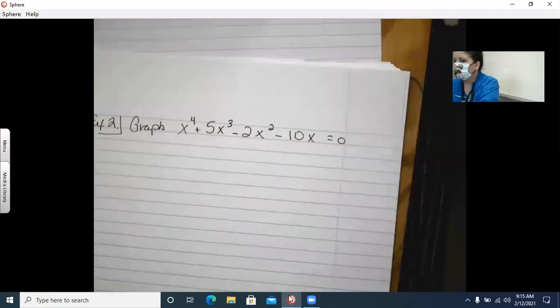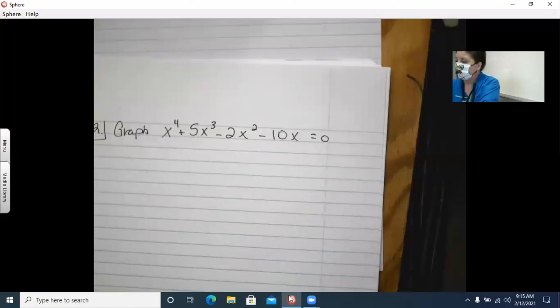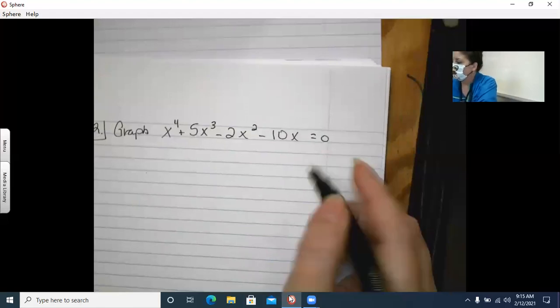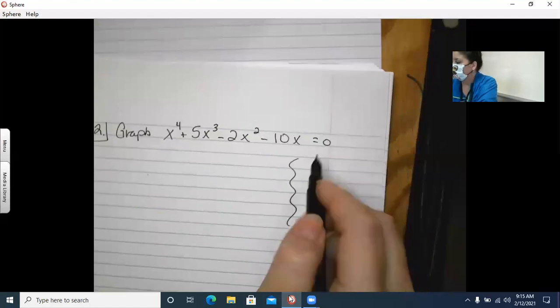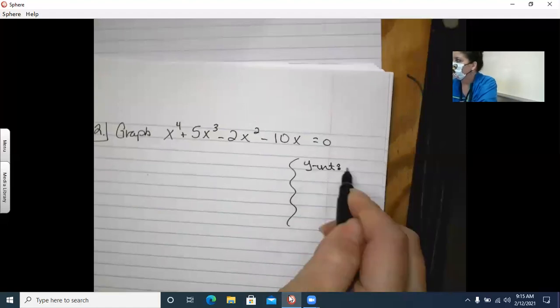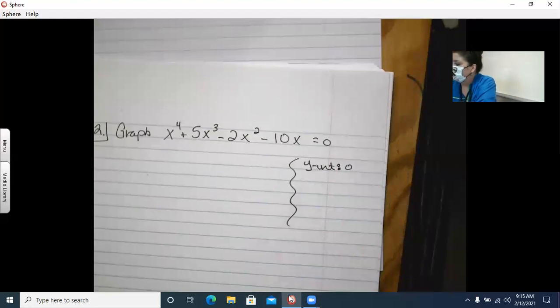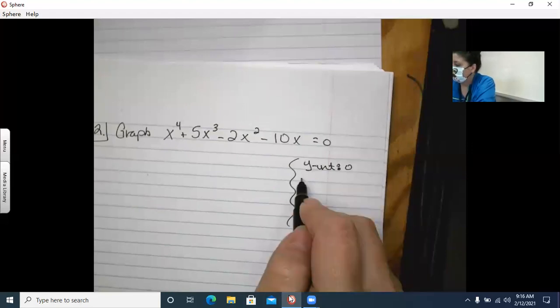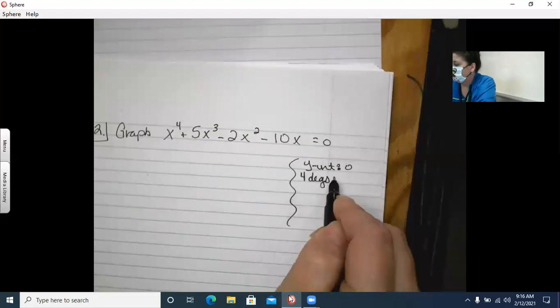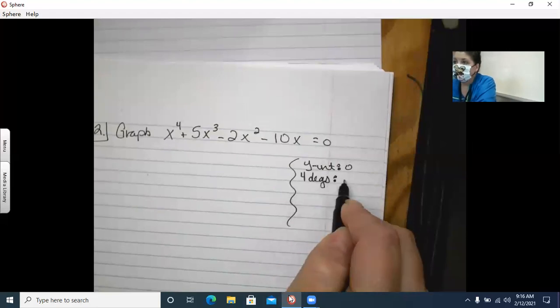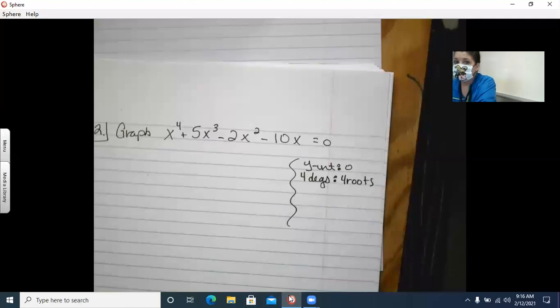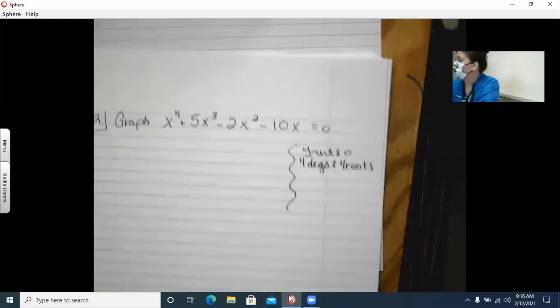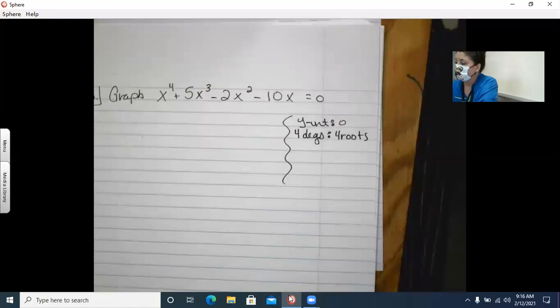But before we start, let's say some things about our graph. What is the y-intercept going to be? 0. How many degrees do we have? 4 degrees. So we're going to have how many roots or zeros? 4. But it doesn't mean they're all going to be real, right? If any are imaginary, we won't need those on the x-axis, only the real ones. But we can have 4, no more than that.